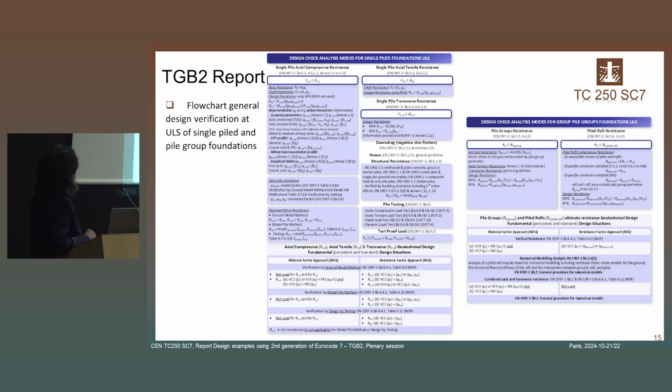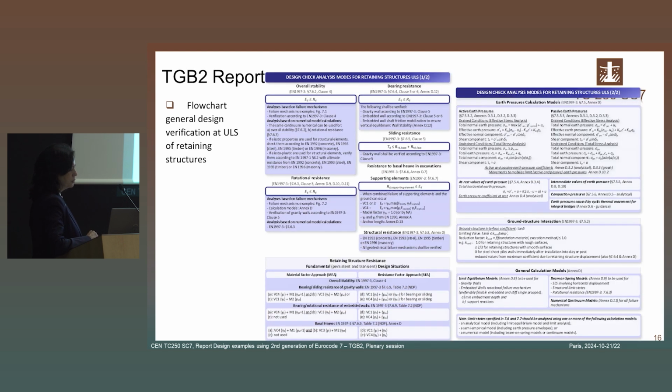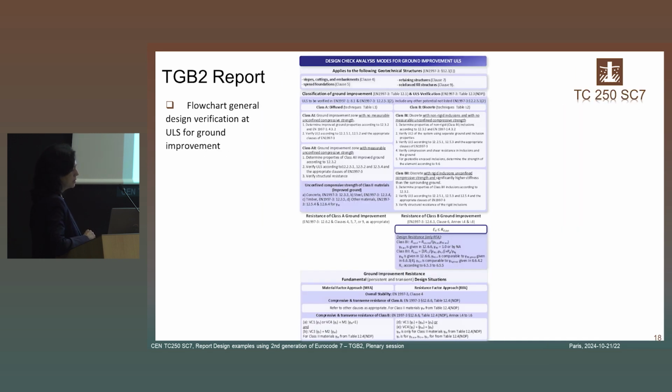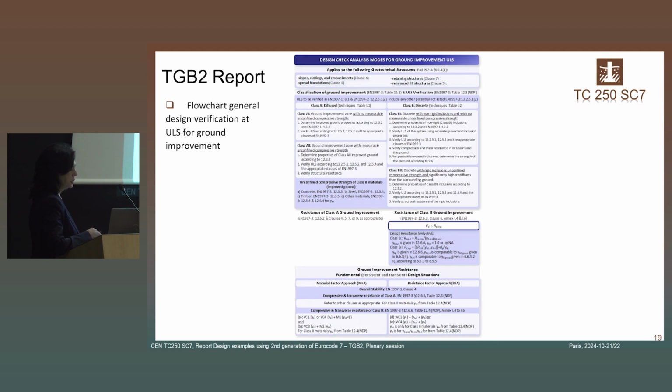Here is the one for single pile foundation, and also another one on your right side for pile group foundations. For retaining structures, and also for slopes, cuttings, and embankments, and another one for ground improvement. For the others, it was a little bit difficult to establish the flowcharts, but at the end, at national level, we should do it, as I said before, for providing our designers with all the needed information.